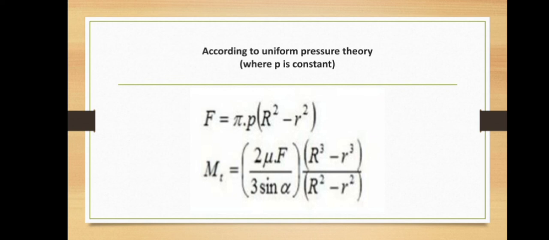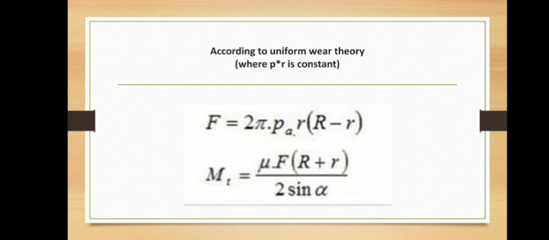Therefore, F is equal to pi P into capital R square minus small r square, and the torque is equal to 2 mu F divided by 3 sin alpha into capital R cube minus small r cube divided by capital R square minus small r square.